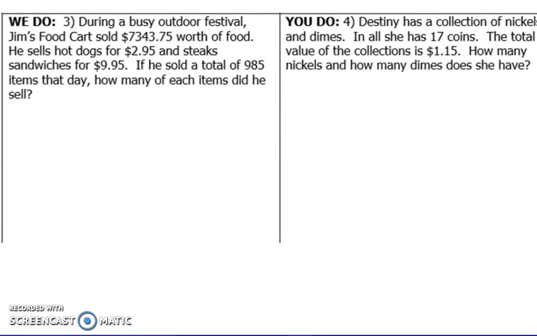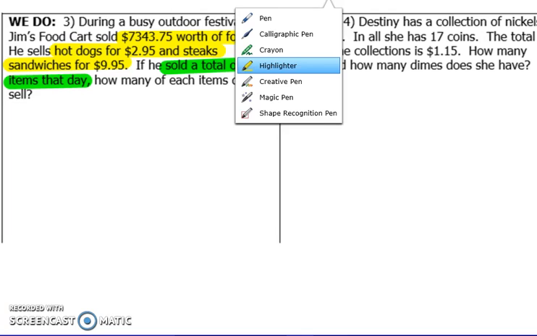If we look at example 3, during a busy outdoor festival, Jim's food cart sold $7,343.75 worth of food. He sells hot dogs for $2.95 and steaks for $9.95. If he sold a total of 985 items that day, how many items did he sell? Well, the important thing here is he sold $7,343 worth of food, and he sold those hot dogs for $2.95 and steak sandwiches for $9.95. Well, my second equation is where we talk about he sold a total of 985 items that day.